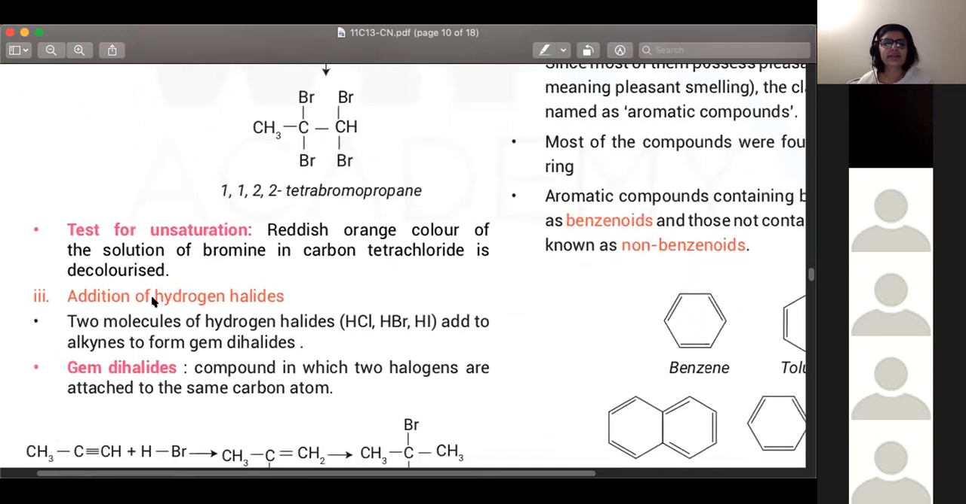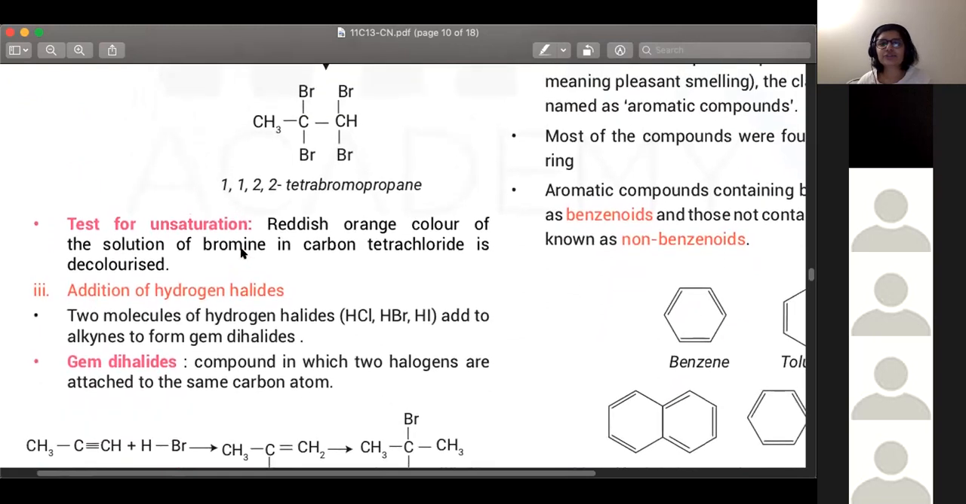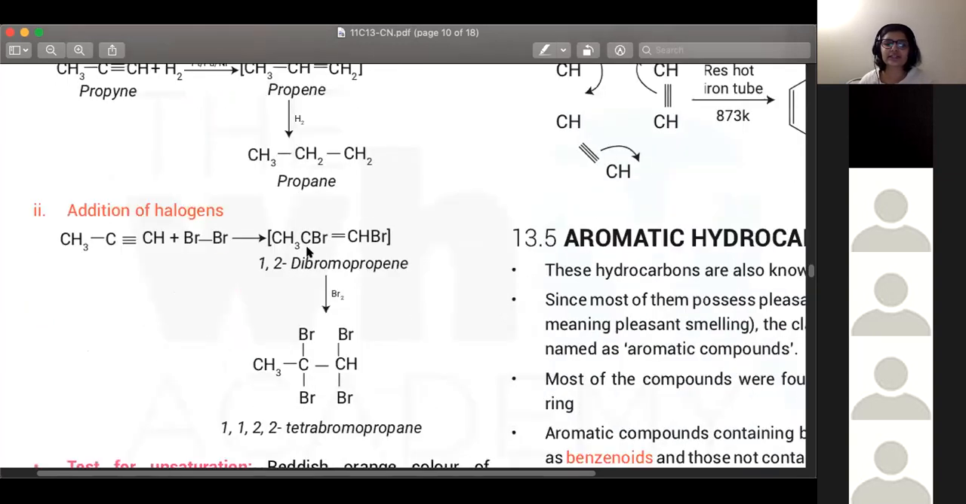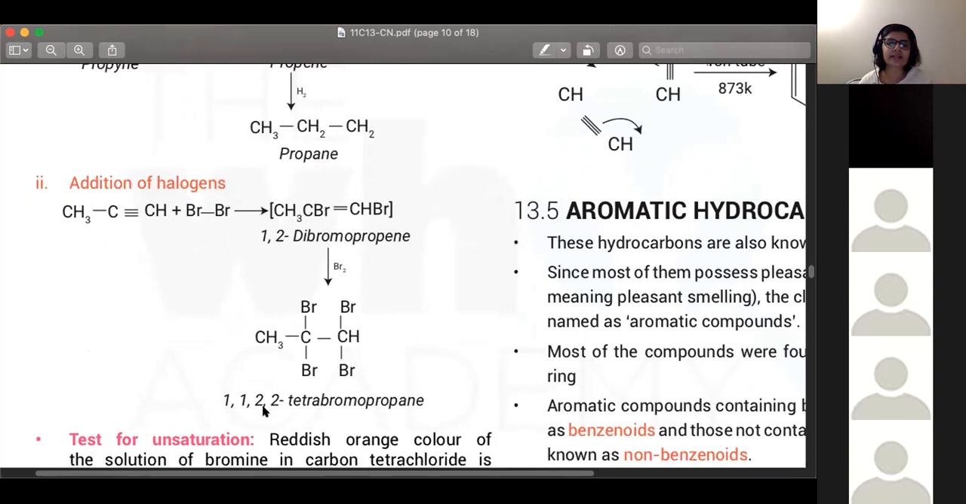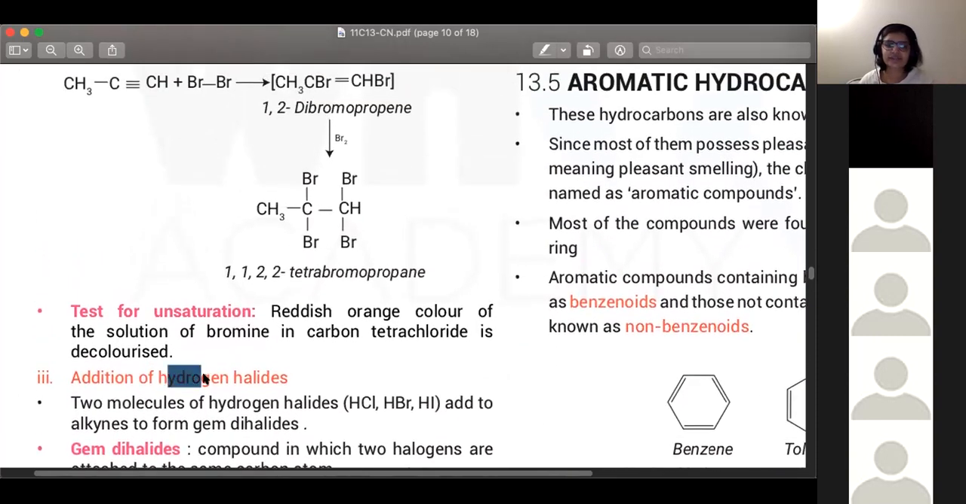Okay. Then addition of hydrogen halides. When it comes to unsymmetrical addition, so far, when you added two hydrogen atoms, the same atoms were being added, so no difference. Halogens also, the same atoms were being added, so no difference. But when it comes to hydrogen halides, you're adding two different atoms, a hydrogen atom and a halogen atom. So whenever you come across addition reactions for alkynes also, these follow Markovnikov's addition rules.